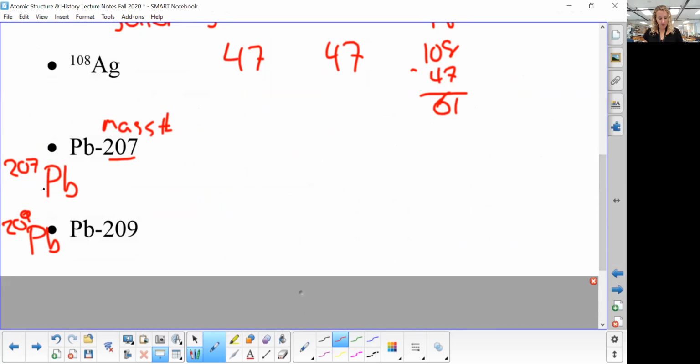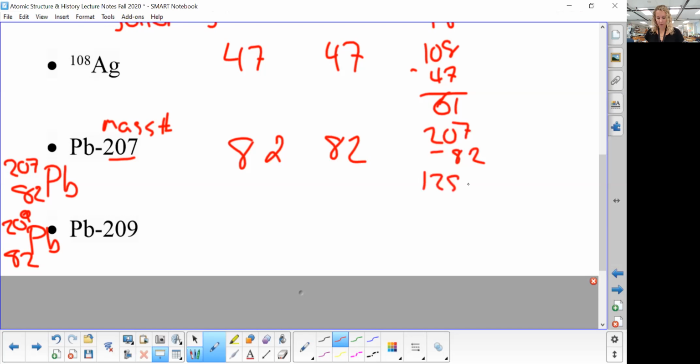If we find this, we can see that lead has 82 protons, and all atoms of lead are neutral, so 82 electrons. Then if we take this 207 minus the 82, you're going to get 125 neutrons in this one. And in lead-209, still 82 protons, 82 electrons, but you're taking 209 minus the 82, and you're going to get 127.